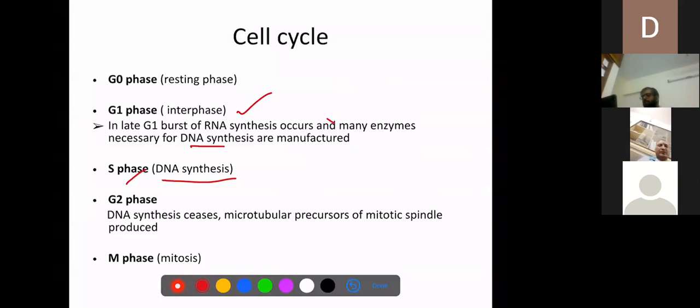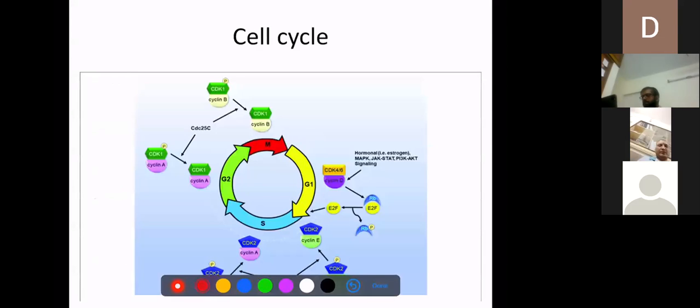Following S phase, you have a gap 2 phase. Here the DNA synthesis comes down, but still the RNA synthesis and protein synthesis are proceeding. Certain microtubular precursors of the mitotic spindle are produced because they prime the cells to undergo mitosis. They just start the process required for mitosis, followed by the mitosis phase. We will see what the phases in mitosis are later. So just listen to this slide carefully. Okay, a lot of questions can be asked from this slide.